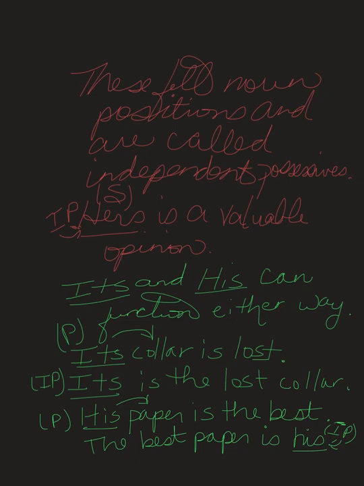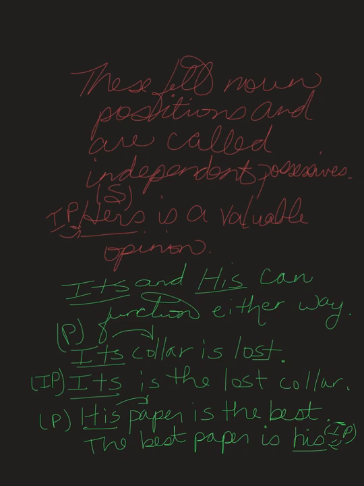All right, and then the final set here. The word his. His paper is the best. In this sentence, the word his functions as just a plain old possessive adjective. It comes before paper and answers the question whose about paper. Therefore, it's a possessive adjective describing the noun paper. Whose paper? His paper.